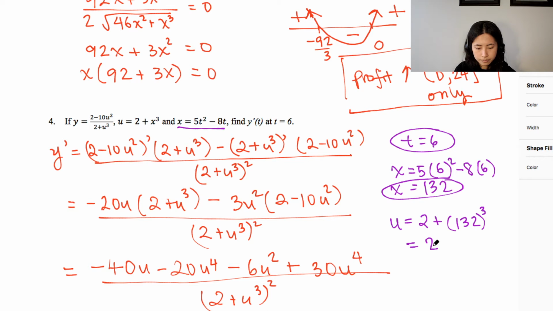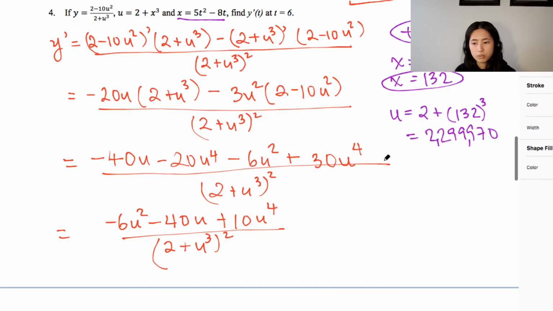Let's see. This is 2,299,970, right? It's a huge number. Okay, let me just double check. Yeah, okay. So that's our u, right? And guess what? We plug this u into our equation over here, and we find what y first derivative of t is, right? Based on this.